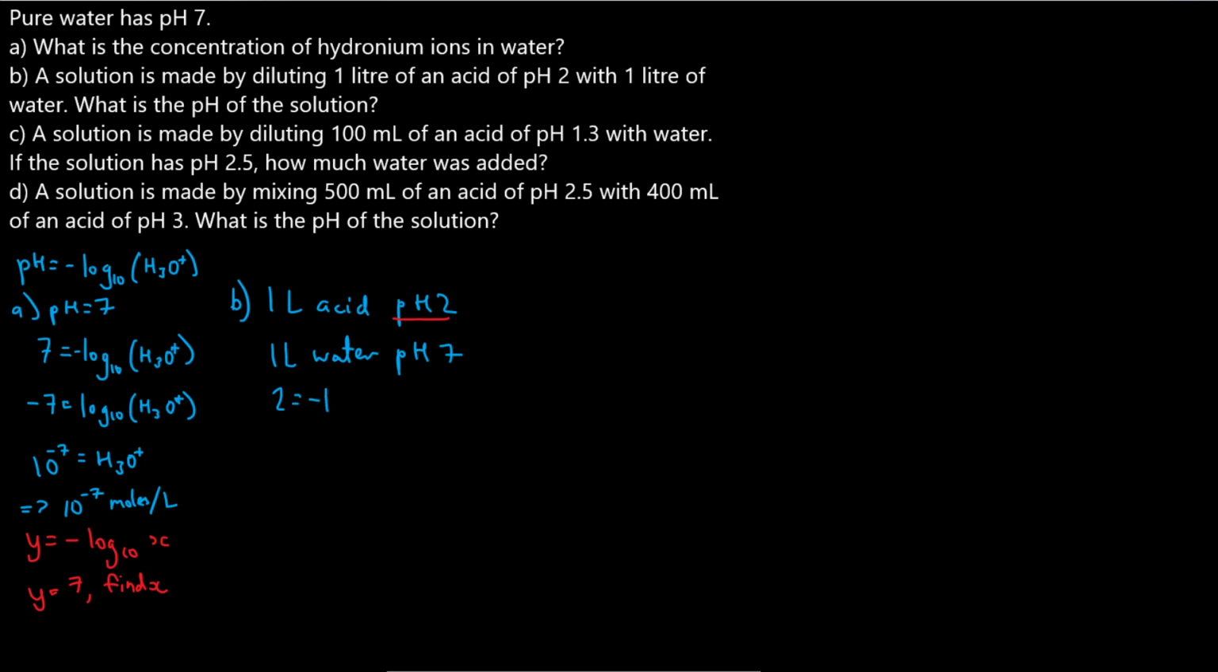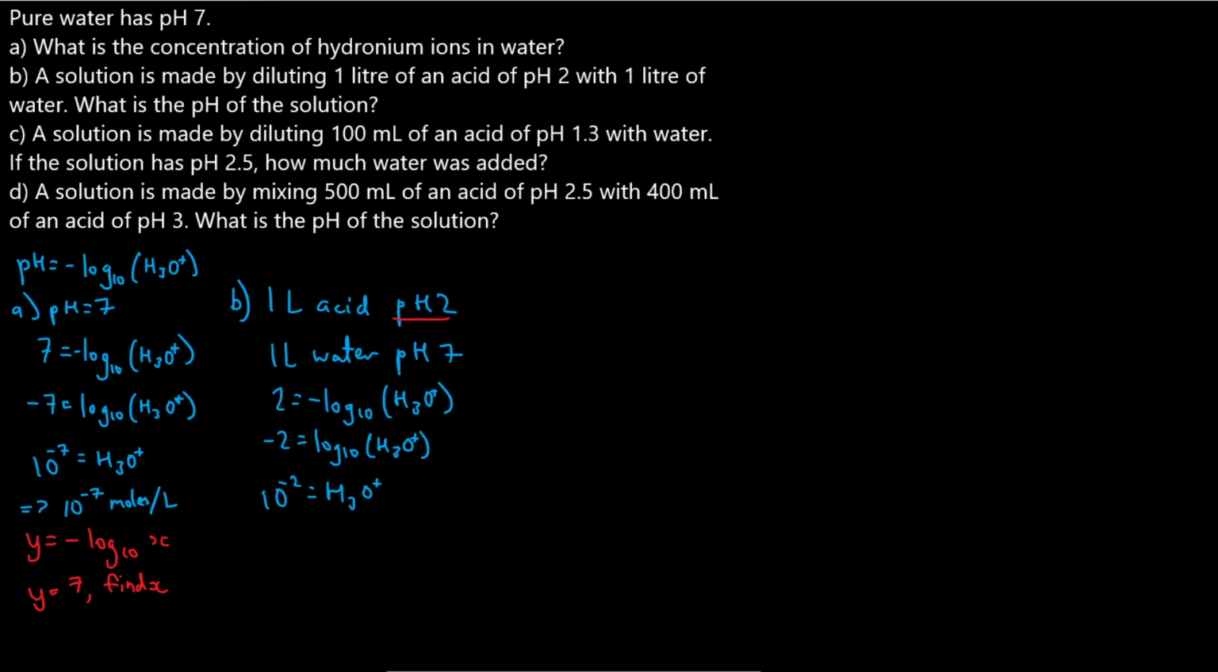2 will equal negative log base 10 H3O plus. Rearrange this, get rid of the negative sign. We'll have negative 2 equals log base 10 H3O plus. Get rid of that log base 10. 10 to the power of negative 2 equals H3O plus. So we know the concentration of hydronium ions now in the acid. It is a lot more than the water.